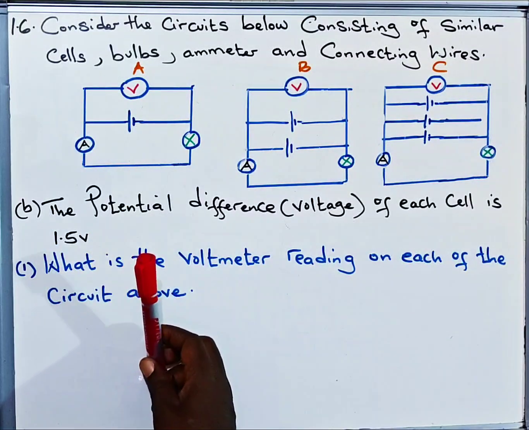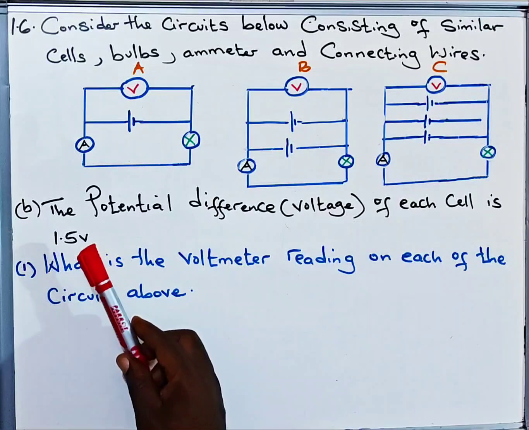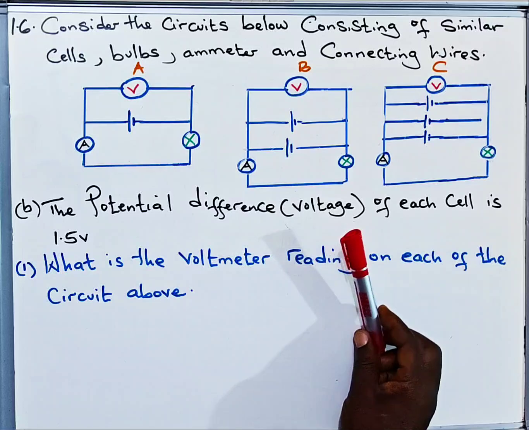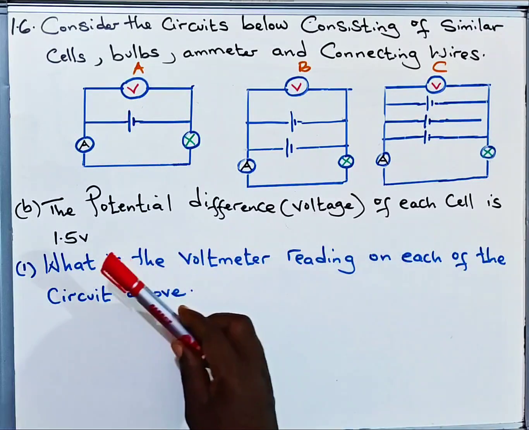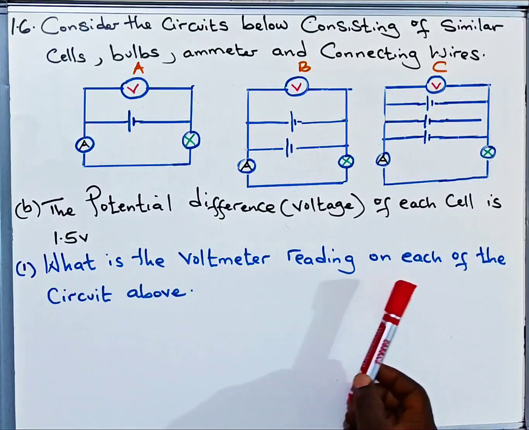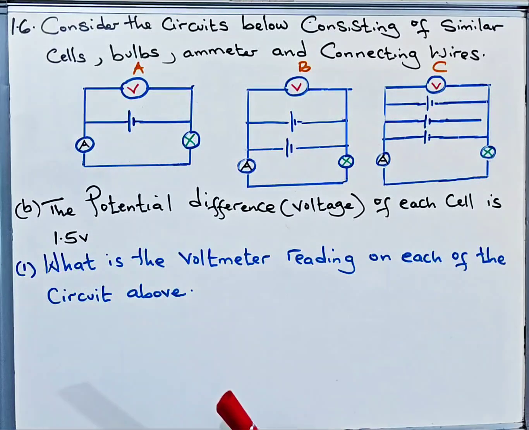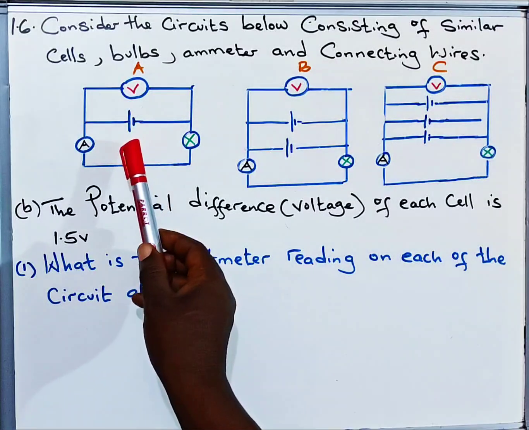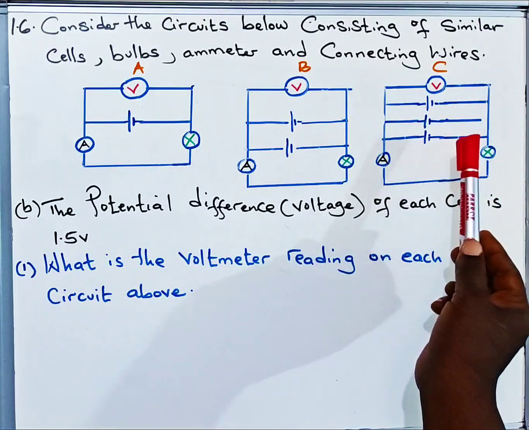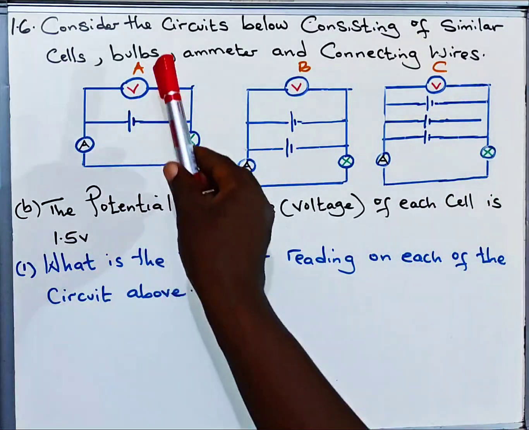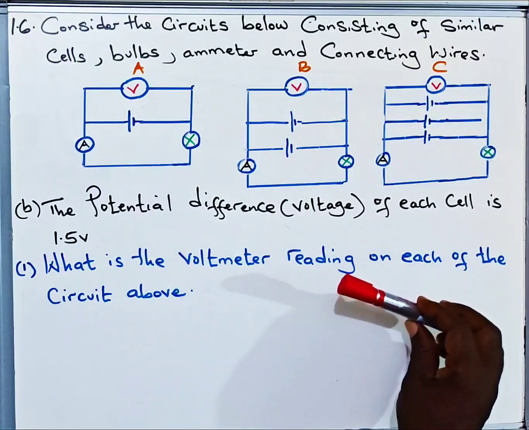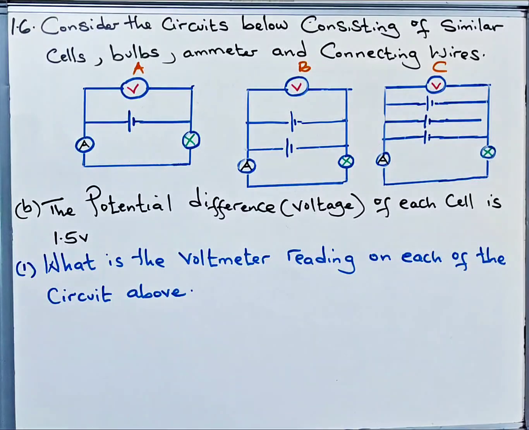When we come to this question, it says that the potential difference or voltage of each cell is 1.5. What is the voltmeter reading on each of the circuits above? We have one cell here, two cells here, and three cells here, and we have the voltmeter. So the question is very simple. What is the voltmeter reading on each of the circuits above?